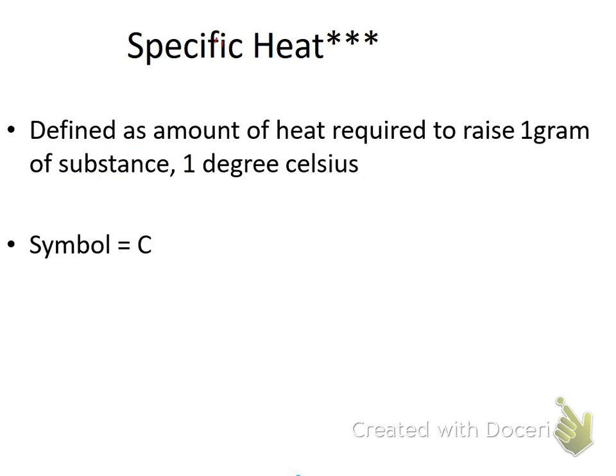The symbol here is C, capital C. I'm actually not sure why. There are two different types of specific heats. One's called CP, one's called CV. One is calculated at constant pressure, and one is calculated at constant volume. They're slightly different. In this class, we're going to assume that they're the same thing, and so we're just going to treat them all as a specific heat.